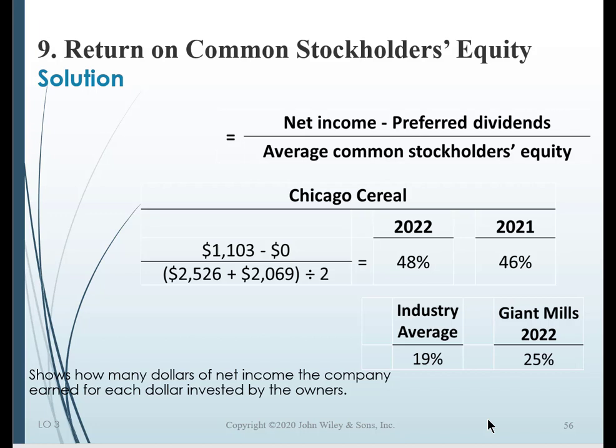So let's think about the return on stockholder equity, the ROE. It's just net income minus preferred dividends divided by the average common stockholder equity. So we see what's happened to our company. We've gone from 46 to 48%, a little bit of an increase. But look at what we're doing for our shares compared to our competitors and the industry. So we're doing a great job.